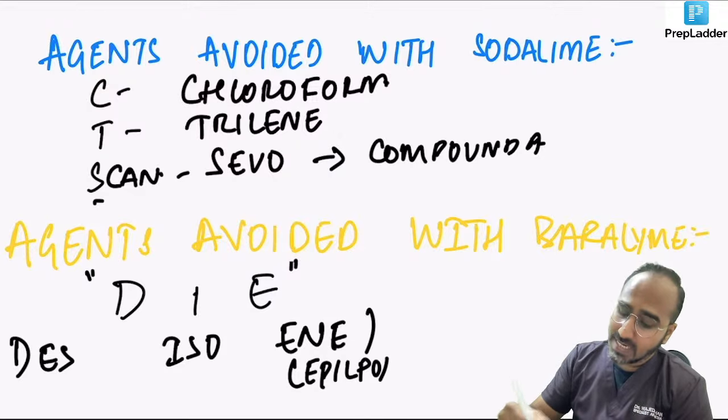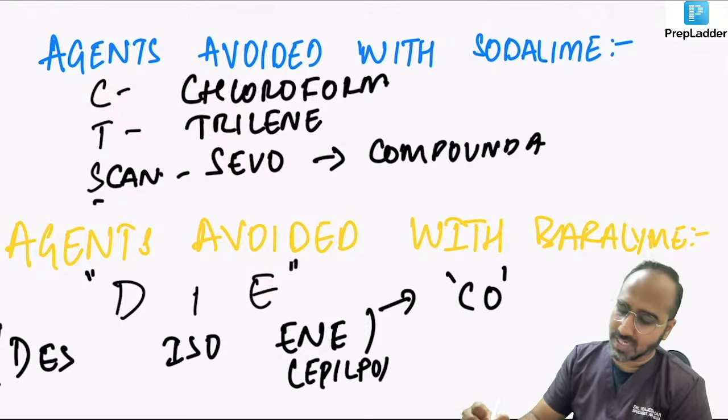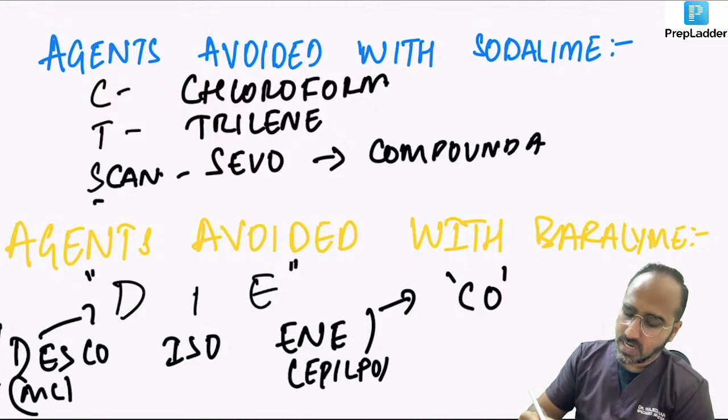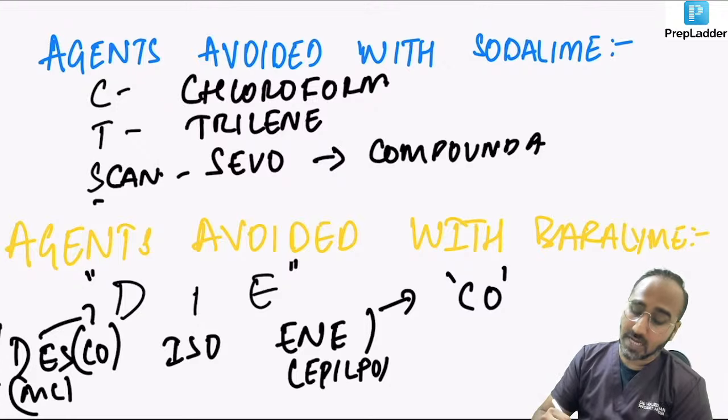Epileptogenic. Okay, why is it avoided with bara lime, guys? Because they react with bara lime to form carbon monoxide gas. Carbon monoxide is most commonly formed with what? With desflurane. Desflurane se more carbon dioxide can be formed. Carbon monoxide can be formed.